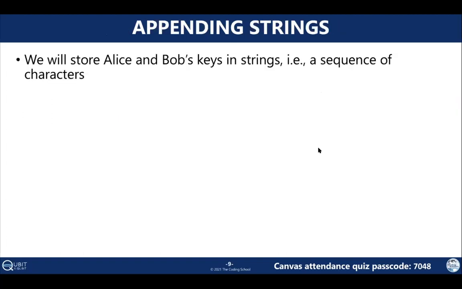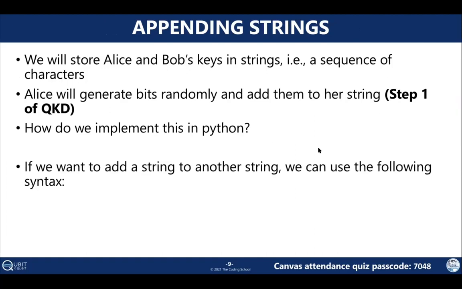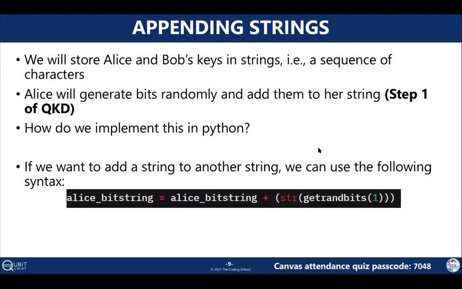Once we've generated those bits, we will store them in strings. So for the first step, Alice will generate her bits randomly, one by one, and add them to her string, just in a loop. The syntax we use to add a string to another string is just a plus. Because getrandbits generates a bit, we are then casting it to a string, so that it doesn't try to add a number to a string. This plus just concatenates our two strings, so we don't have to do anything else. It's a pretty simple line of code, and we can just loop through and add as many bits as we want.